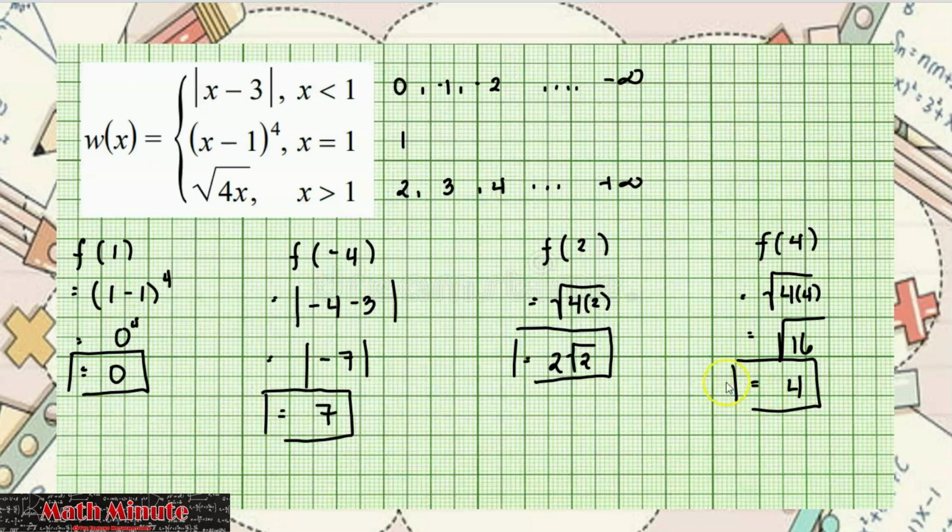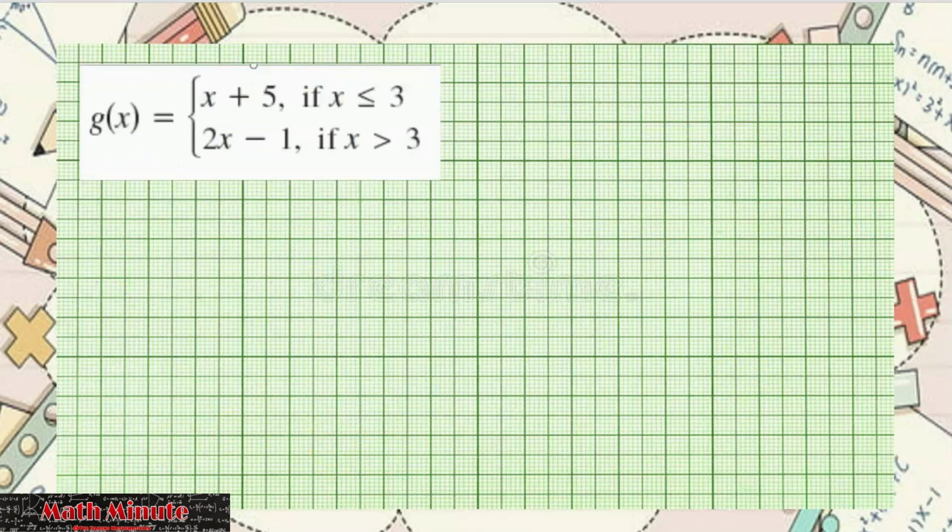Let's proceed with your last example. On your last example, what we have here is x plus 5 if x is less than or equal to 3. So meaning to say we will include 3 here. So 3, then decreasing values. So 3, 2, 1, 0, negative 1, and so on and so forth until you reach negative infinity.